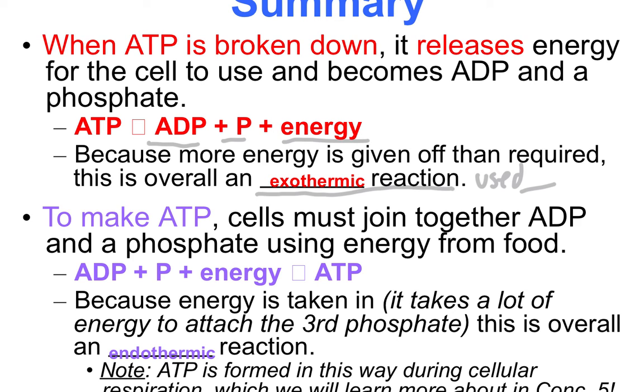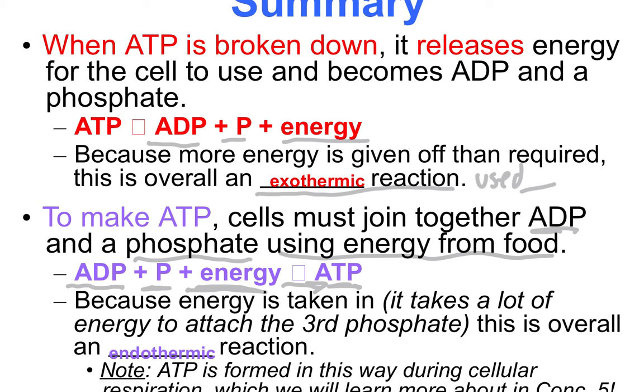All right, when we make ATP, cells must join together their ADP molecule and a phosphate group, and we're going to use energy. Energy is required from food to make this happen. So we take our ADP and we add a phosphate group, and then of course energy, all of which we've gotten from food, to assemble that triphosphate once again. Because energy is taken in, it takes a lot of energy to attach that third phosphate group, this overall reaction is endothermic.